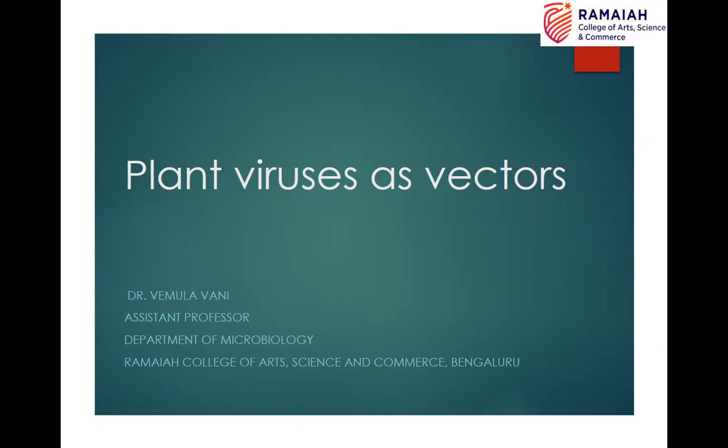So now, again, I'm going to Unit 1. This is one topic which we have not discussed in Unit 1. In the previous classes, we have discussed several types of cloning vectors, but these plant viruses we have not discussed. So in today's class, let's see what are the different plant viruses that can be used as cloning vectors, what are the properties, advantages and disadvantages.